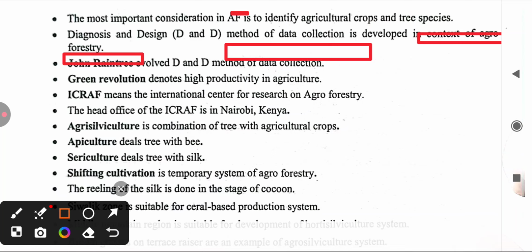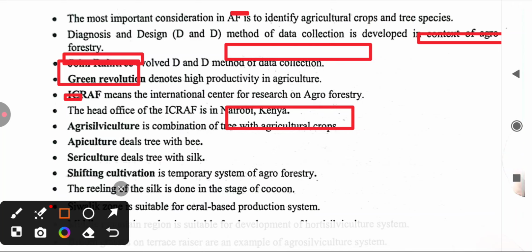Green revolution denotes high productivity in agriculture. ICRAF means the International Center for Research in Agroforestry, and the head office of ICRAF is in Nairobi, Kenya. Agri-silviculture is a combination of trees with agriculture crops.